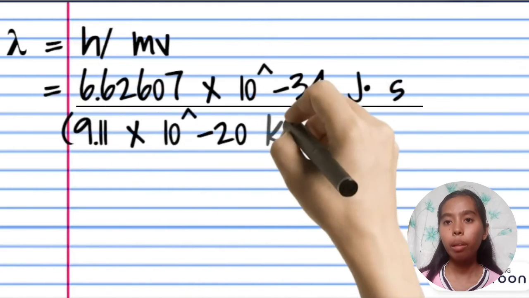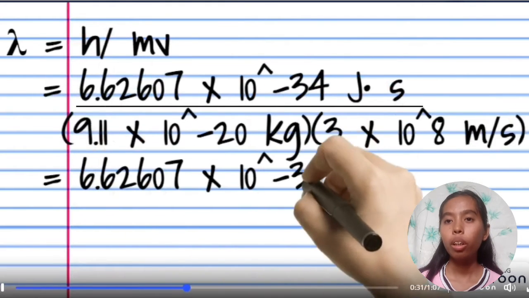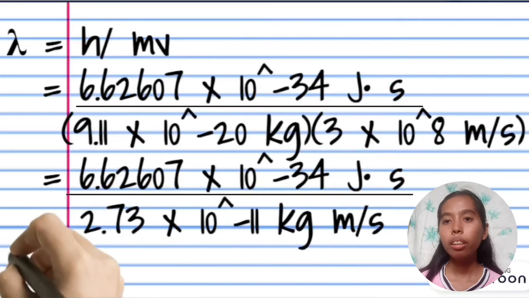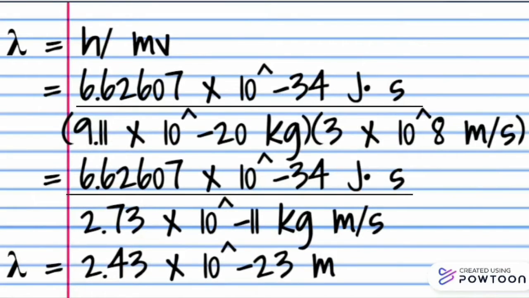h divided by m, v. So substitute the Planck's constant, the mass, and the velocity. So when we multiply the mass, which is 9.11 times 10 raised to negative 20 kilograms, and 3 times 10 raised to 8 meter per second, we will get 2.73 times 10 raised to negative 11 kilogram meter per second.